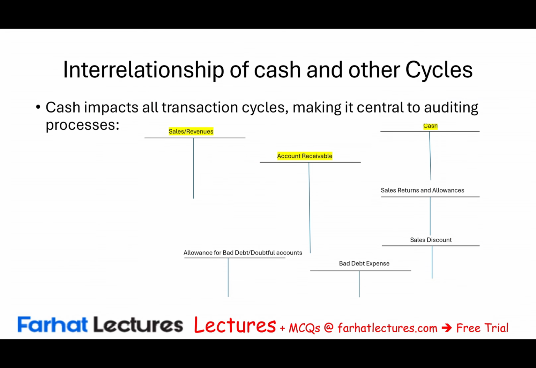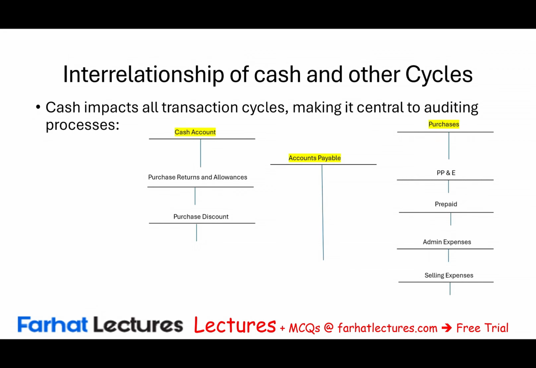Now, I told you earlier that cash affects all the other cycles, and what I'm doing now is showing you some pictures from other cycles. For example, this is the sales cycle. When we sell for cash, cash goes up. When we sell on account, accounts receivable will eventually go up, then accounts receivable will go down, then cash will go up. So notice cash is affected in the sales cycle.